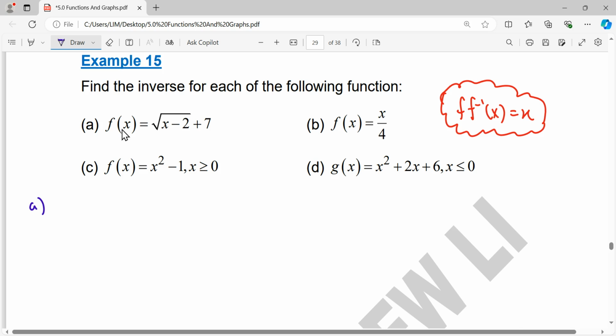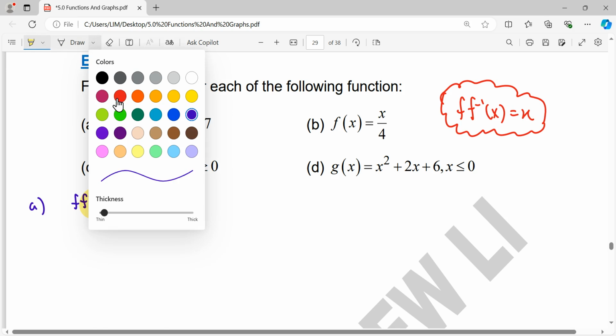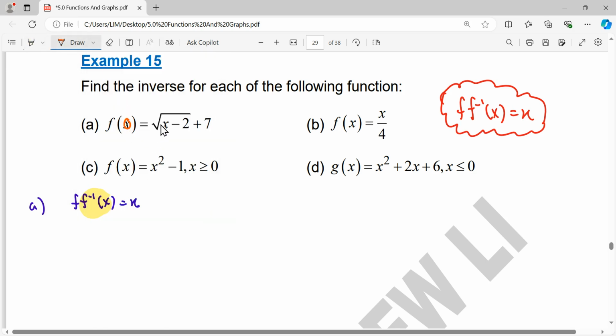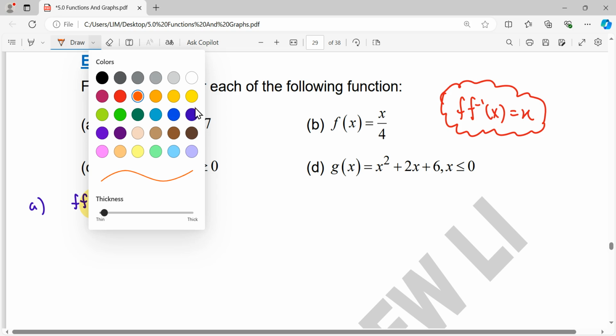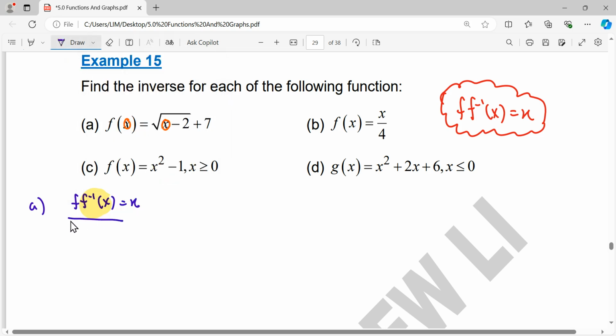So when you want to find f inverse, we will start with f of f inverse equals x. Substitute our f inverse into the x, so x will be replaced by this f inverse. Then we will get the square root of f inverse minus 2, plus 7, equals x. What we need to do is clear off these operations to get f inverse. So we move the 7 to the right hand side. It becomes minus 7.